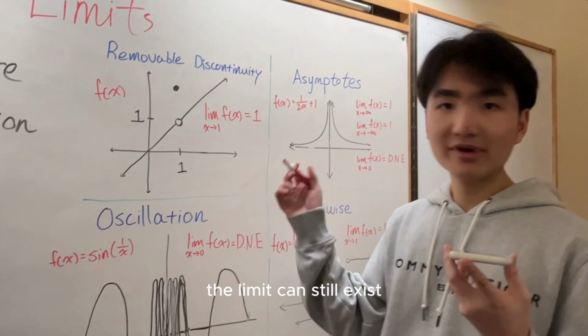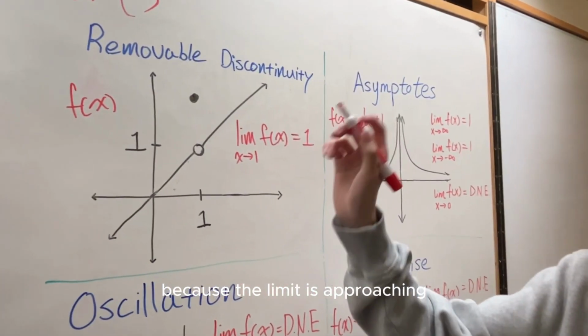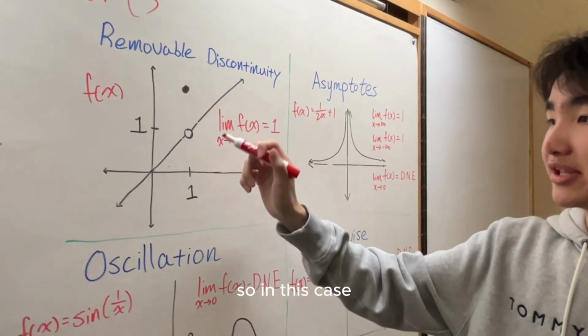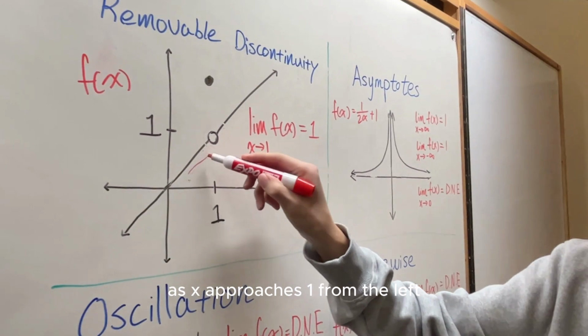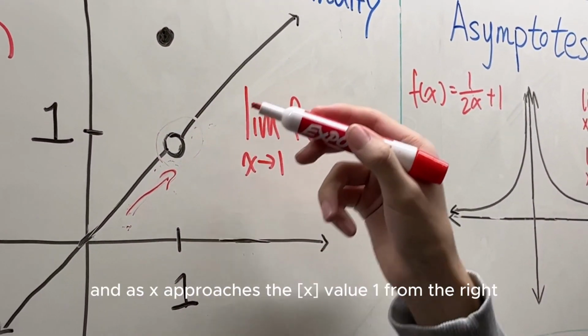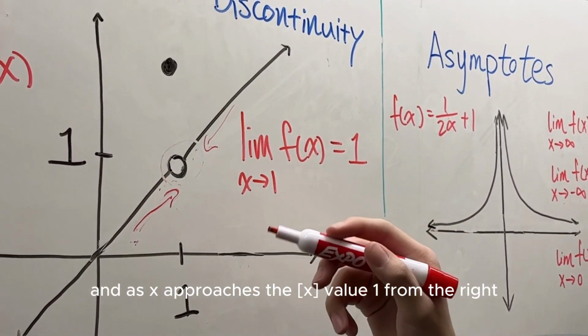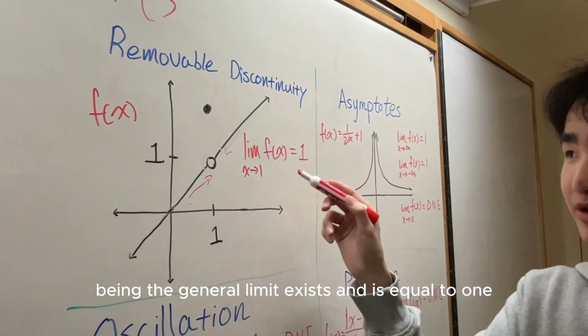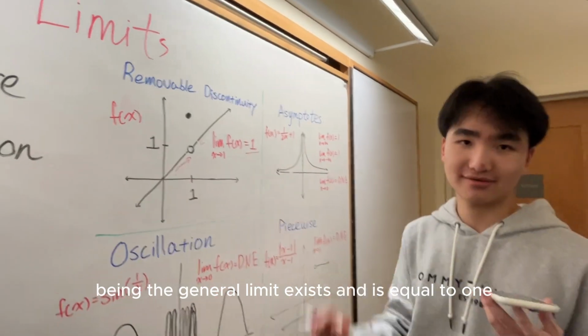Even with a hole, the limit can still exist because the limit is approaching the coordinate of the hole itself and not the hole. So in this case, as x approaches 1 from the left, it's still approaching the y value 1, and as x approaches the value 1 from the right, the y value is still also approaching the value 1, meaning the general limit exists and is equal to 1.